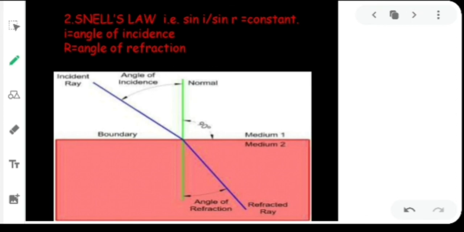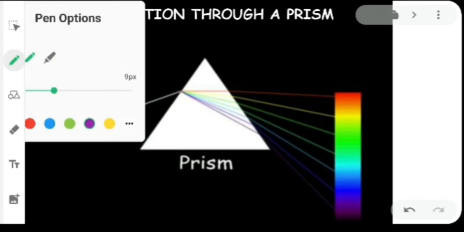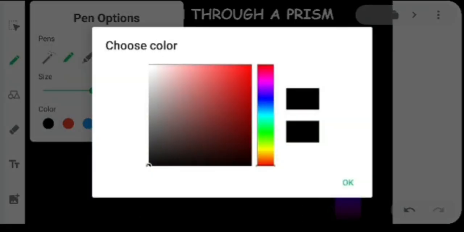According to Snell's law, when we take the ratio of the angle of incidence and the angle of refraction, we get a constant. That is Snell's constant. So, refraction of light: when a monochromatic light is passing through the prism, suppose this is a single slit white light, let us call it.